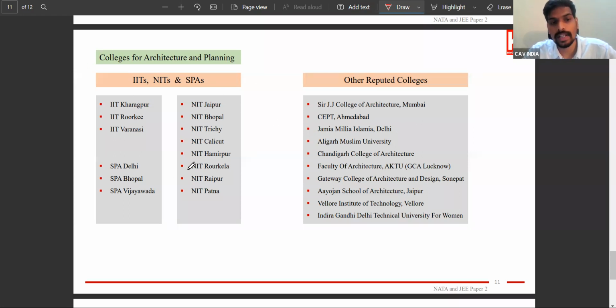To get into all these colleges, IITs, NITs, and SPAs, the exam is JEE paper 2, not NATA. Other reputed colleges include JJ College of Architecture, CEPT Ahmedabad, Jamia Millia Islamia, JMI. Also, you require JEE paper 2 for this. Aligarh Muslim University conducts their own architecture aptitude test. Chandigarh College of Architecture. So there are a lot of colleges. You can take a screenshot of it if you want, or you can also find these details on any of our social media handles.